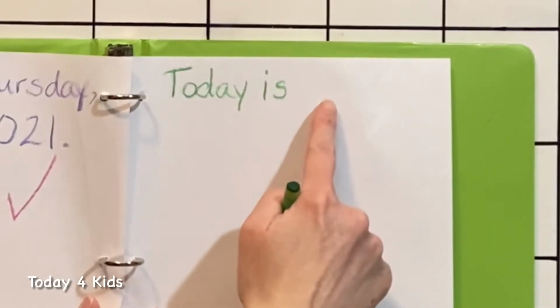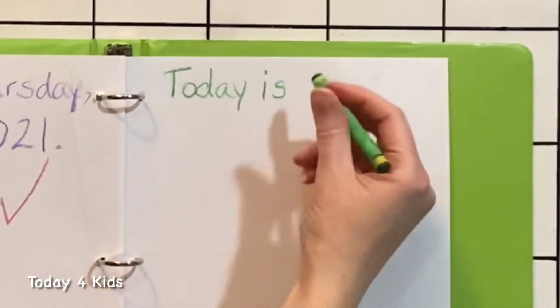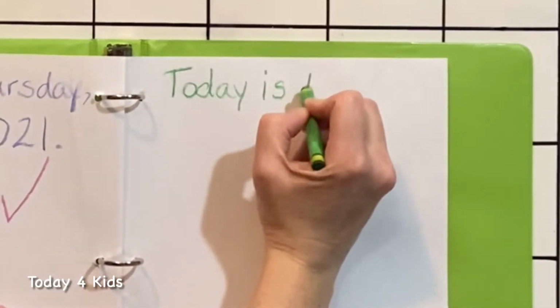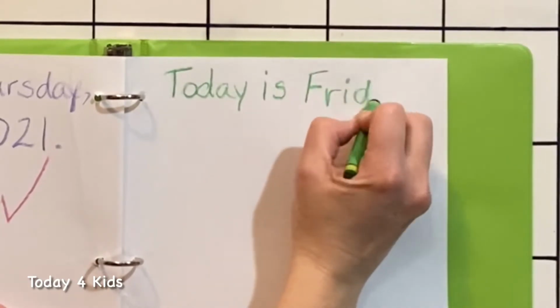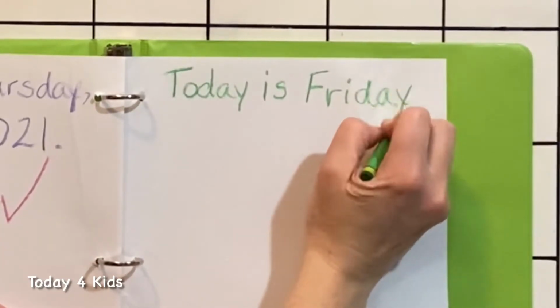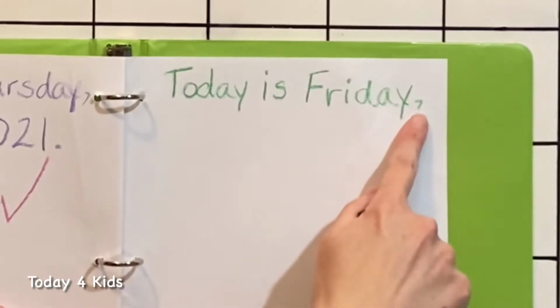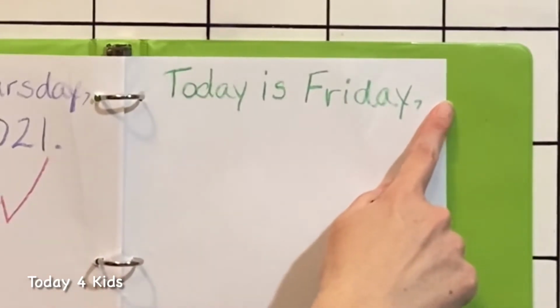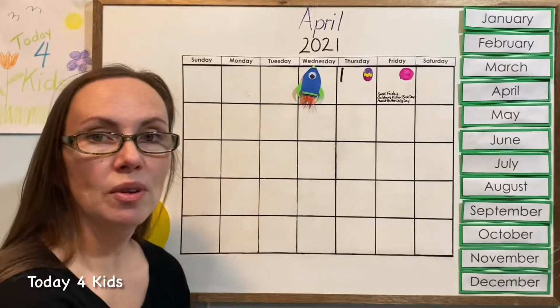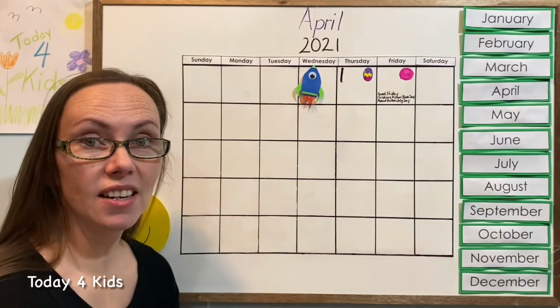And next we're going to put in the day, and today is Friday, capital F-R-I-D-A-Y, and then a comma. And that comma reminds us to pause before we say the next word, and the next word is going to be our month. Do you remember how many months there are in the year?